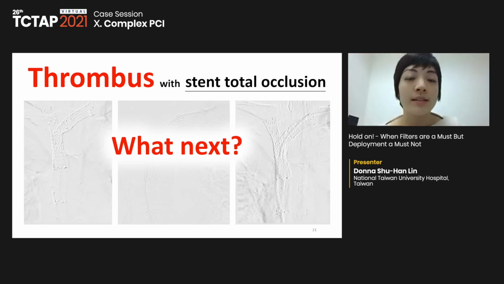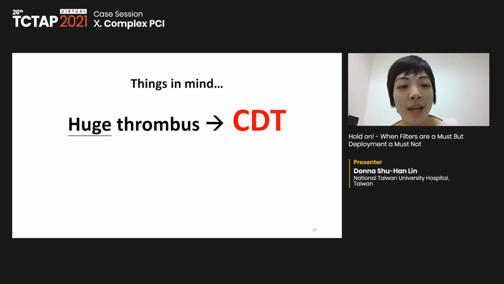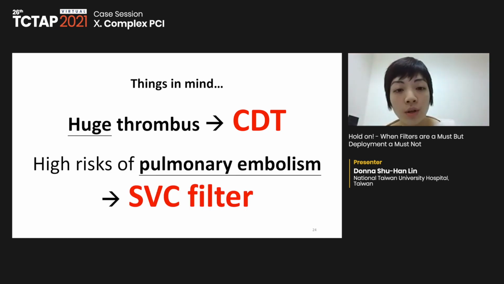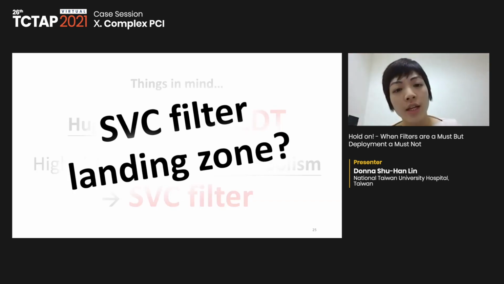So what should we do next at this time? So things in mind at this time was the patient had a huge thrombus burden. And so because she was refractory to parenteral anticoagulation alone, catheter-directed thrombolysis was favored. But due to her large thrombus burden, there was high risk. However, the next question was, where exactly should we land our SVC filter?